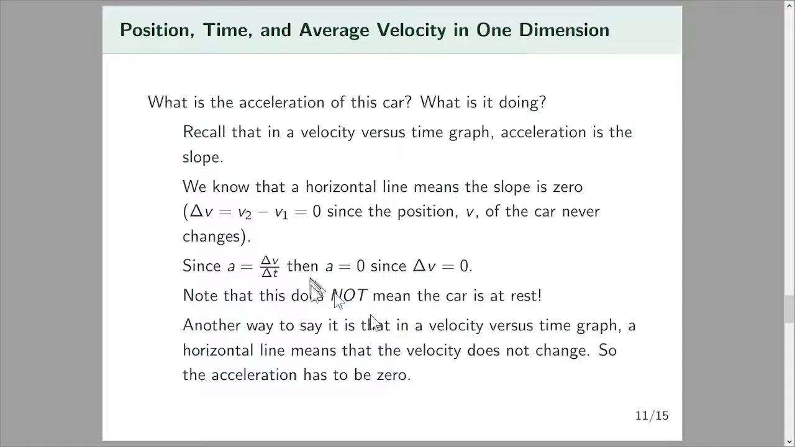So this is just a mathematical version of what I just said. Since V2 and V1 are the same, delta V is 0. This should say since the velocity V of the car never changes. I'll have to fix that typo. The position changes because the velocity is not 0.